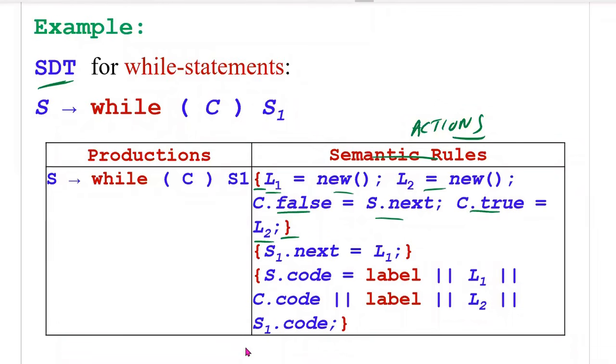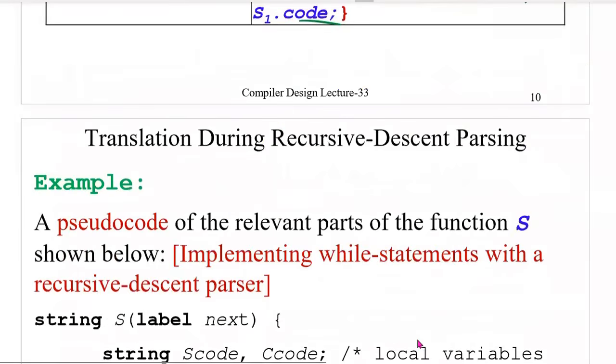Now all these actions are embedded within curly braces. The next group is S1 dot next equal to L1. The next group is S dot code equal to this entire one, so the third semantic rule is included in one. So this is group 1, then group 2, then group 3. Finally, three semantic actions correspond to the semantic rules. This is the SDT for the while statement.